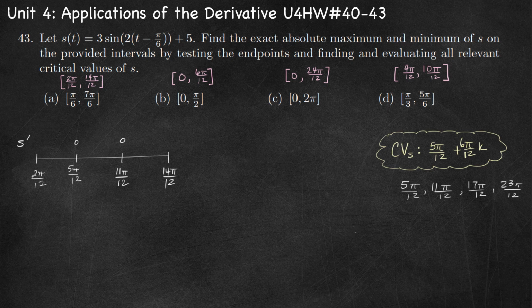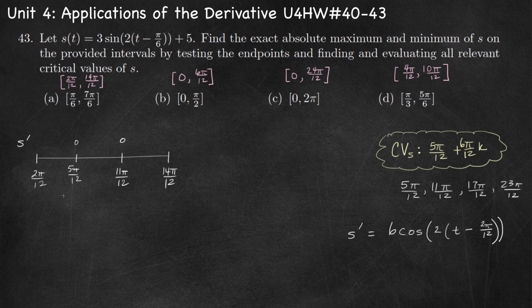And I erased my derivative equation. Let's put that back up. So S prime, it was 3 times the cosine of 2 times t minus pi over 6, but since we're working in terms of twelfths, I'm going to write 2 pi over 12. And then times the derivative of the inside, which was 2. We multiplied the 2 by the 3 to get 6. So here's the equation we're using to put in our test points.